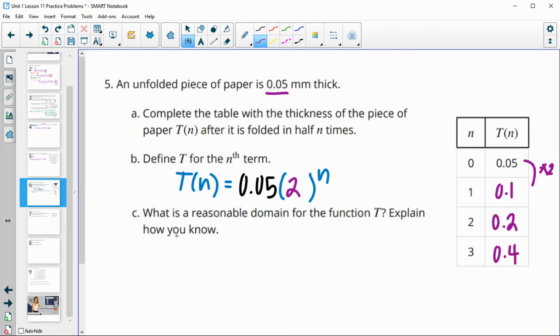So what's a reasonable domain? We talked about this in a previous one, but you can really only fold a piece of paper up to 7 times. Any more than that, and it's too thick and too hard to fold in half again.